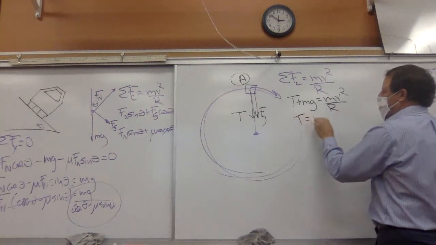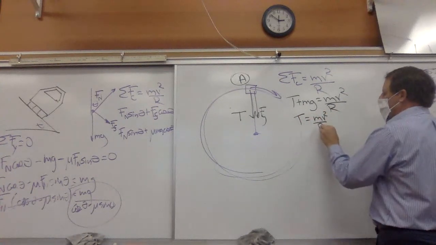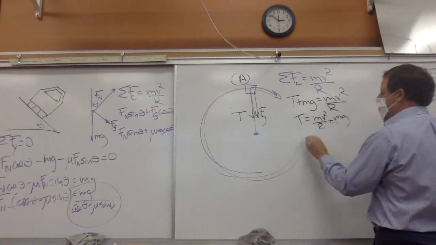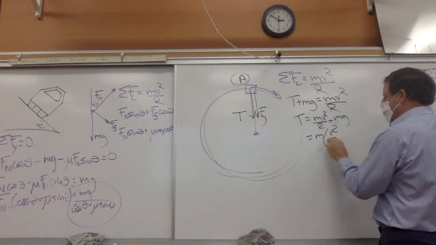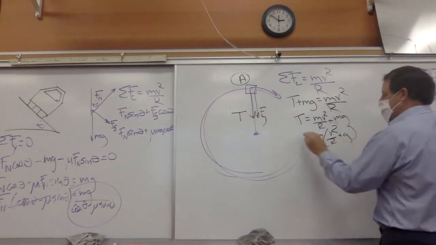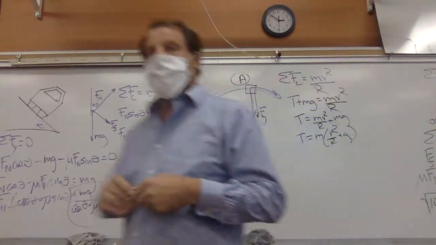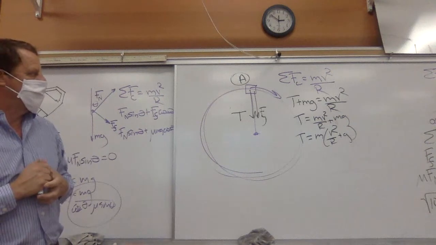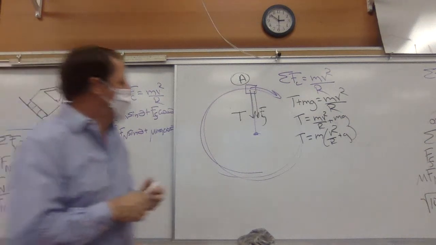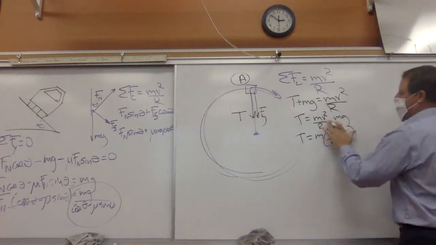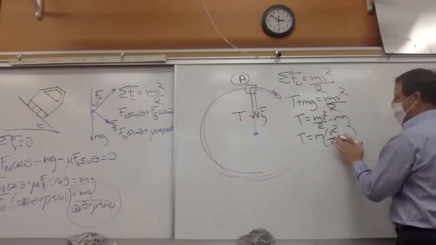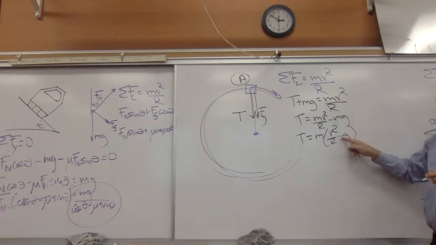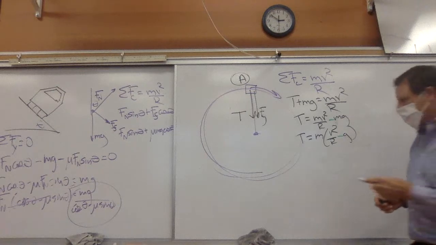So if we're going to solve for tension, we're going to have mv squared over r plus mg, which we could factor out an m and say m times v squared over r plus g. And that would be the tension at the top. Actually, this would be minus, because it was on the left and I moved it to the right. So it would be minus.